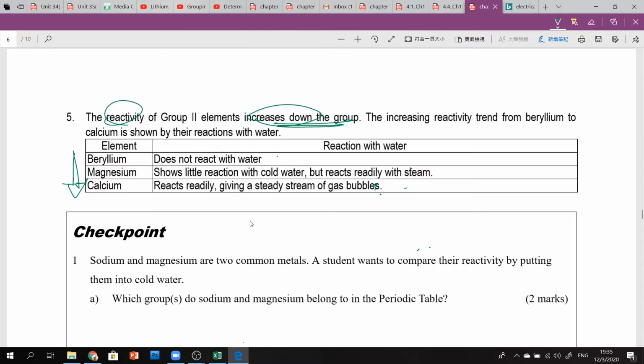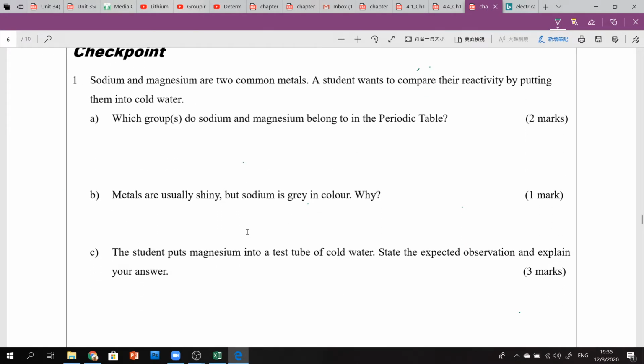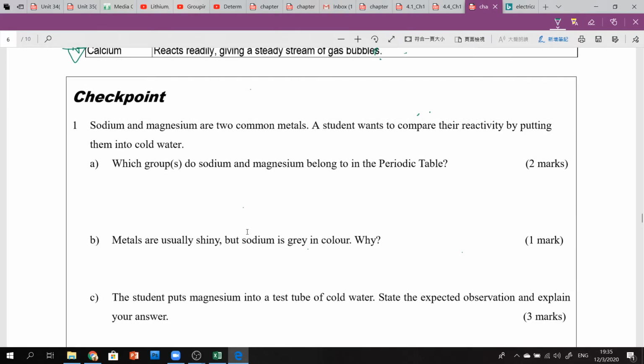Checkpoint. Sodium and magnesium are two common metals. A student wants to compare the reactivity by putting them into cold water. What groups do sodium and magnesium belong to in the periodic table? They belong to two different groups. Group 1 and group 2 respectively.